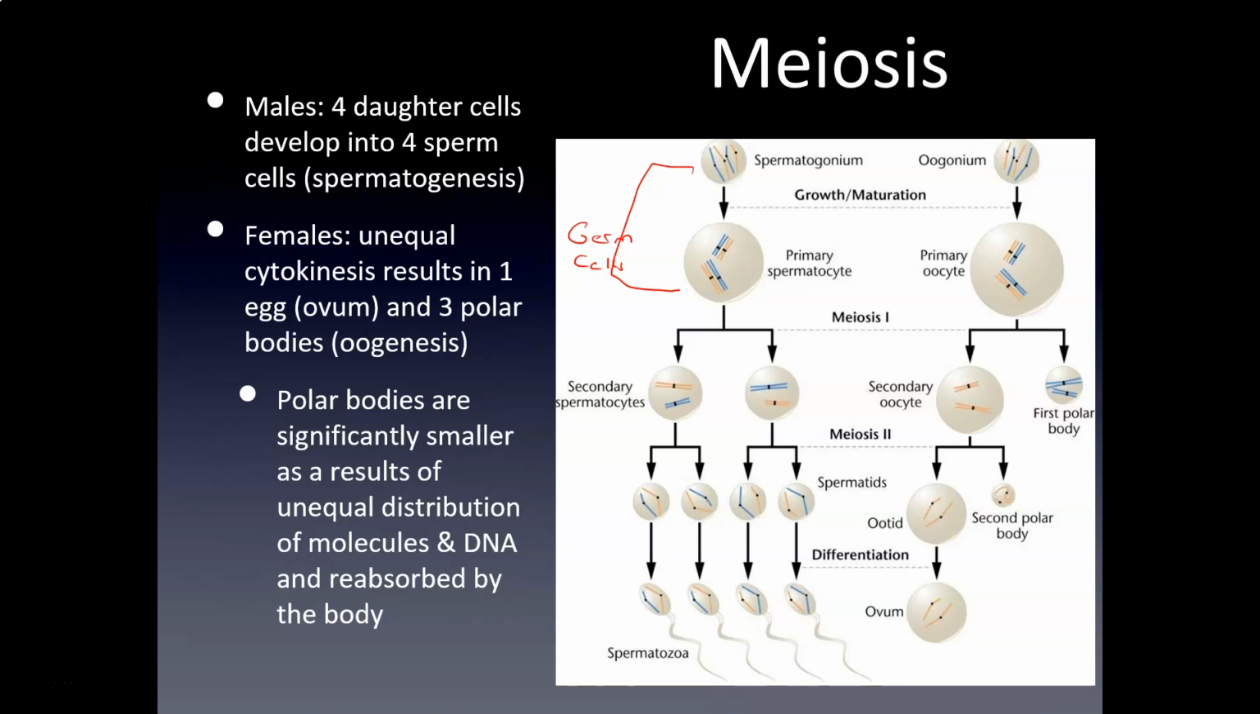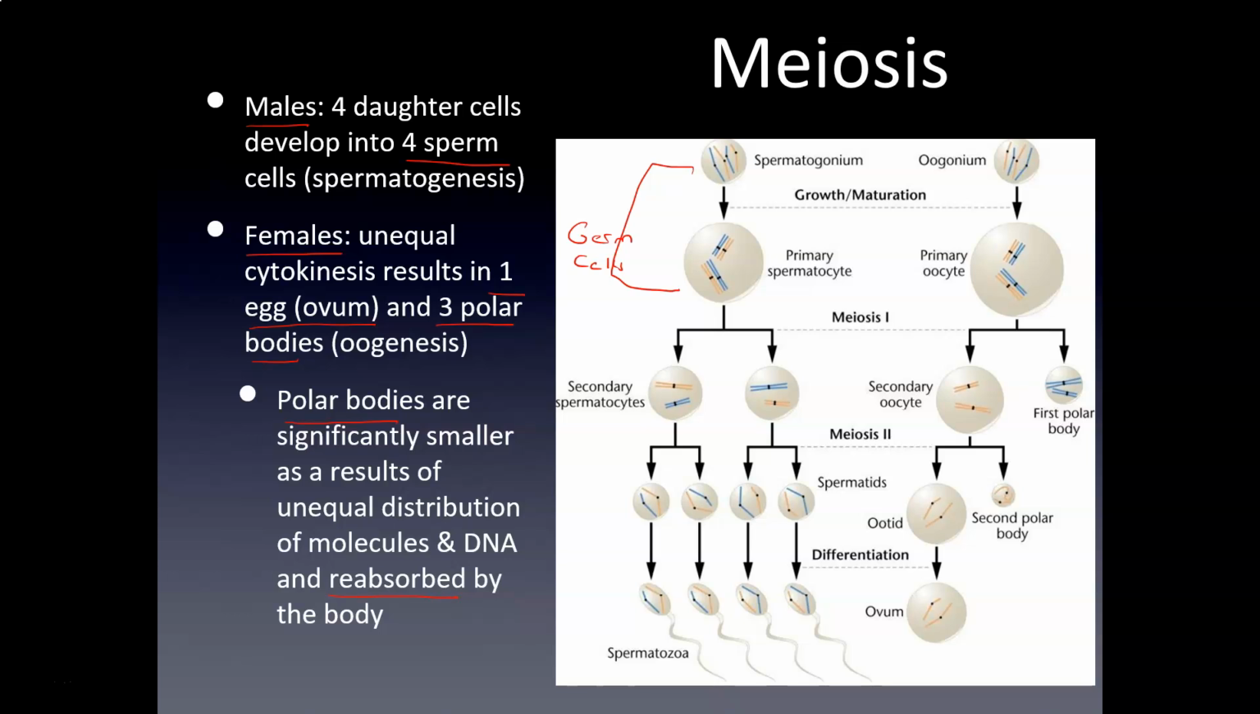So males ultimately produce 4 sperm, right? Start off with 1 parent cell, males produce 4 sperm. Females, however, are going to go through this process and only produce 1 egg. The other 3 cells that she produces are these things called polar bodies. Those polar bodies will eventually get reabsorbed by the body. They never get used to make babies, to make offspring.